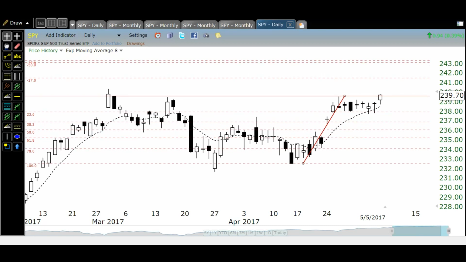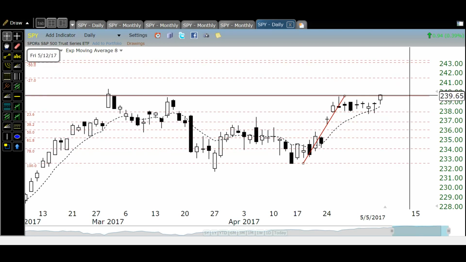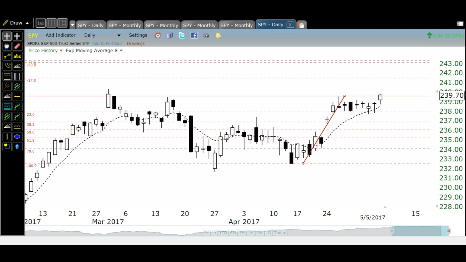which is 239.70, 239.60, 70 change around that area. So let's just put a blue line here somewhere. This is probably the approximate area where one could go long. Okay, and obviously the stop would come somewhere around here. If the price closes below this, obviously it's your time to get out.